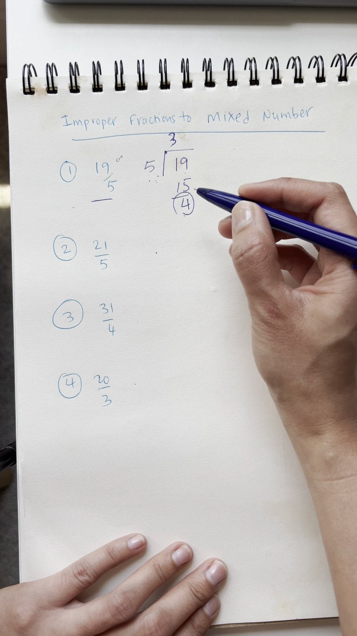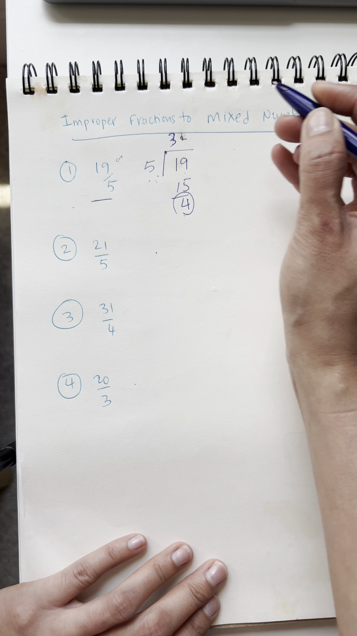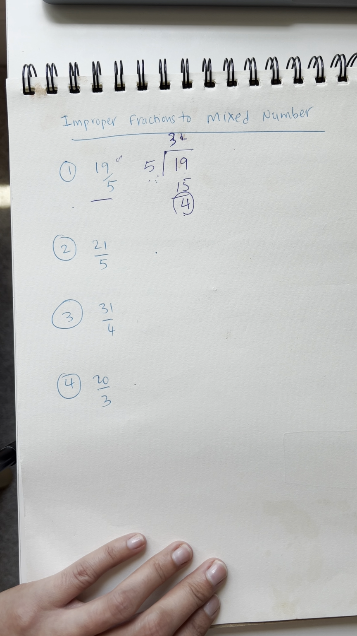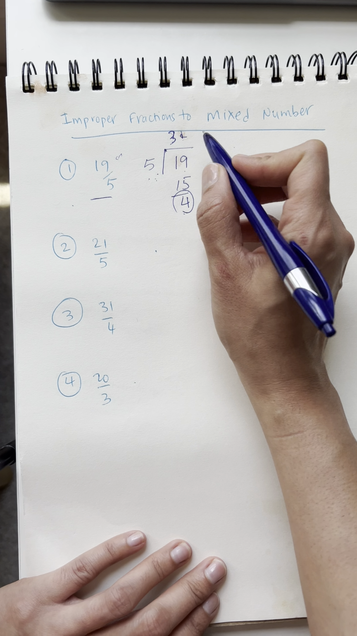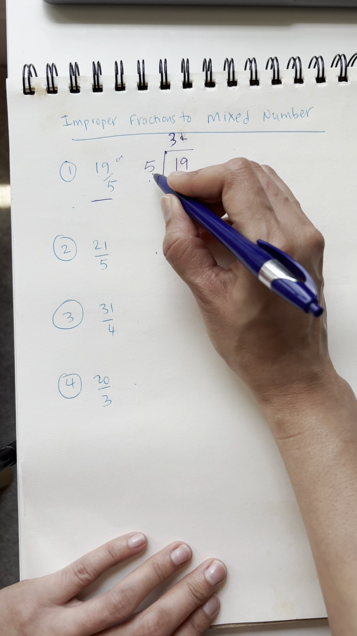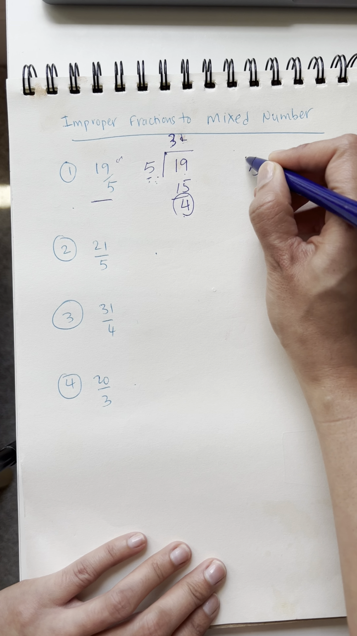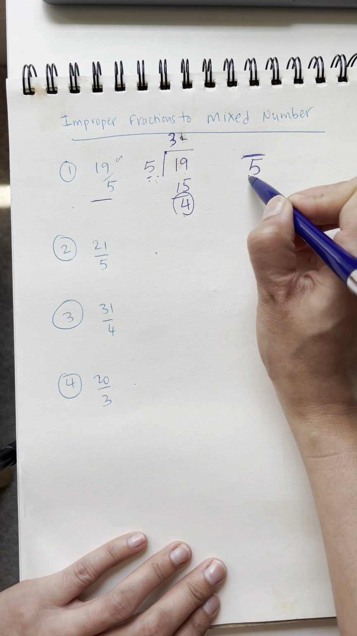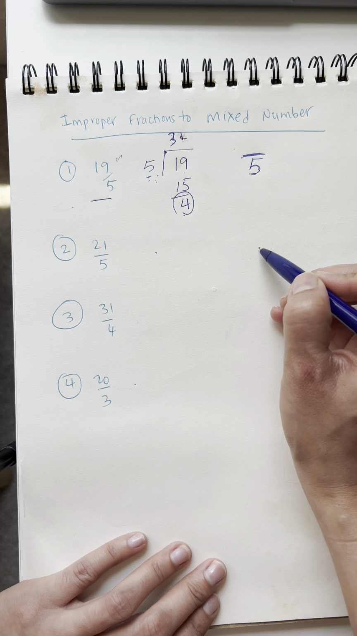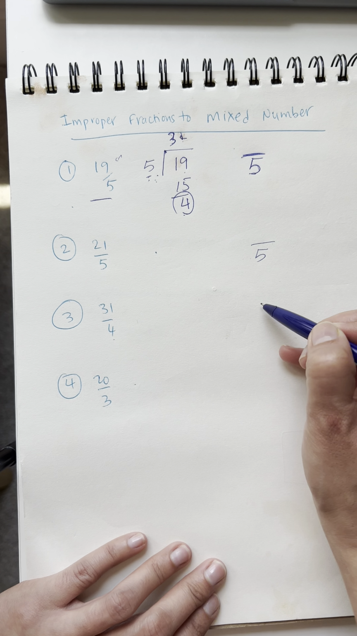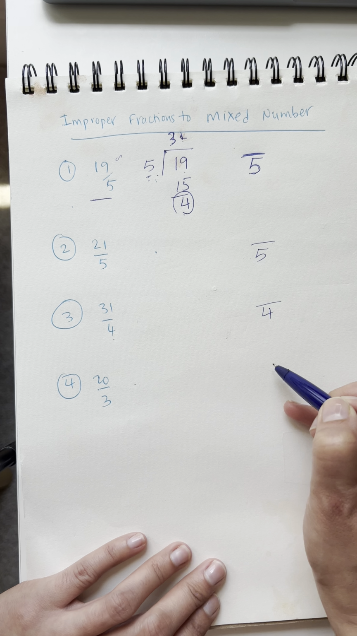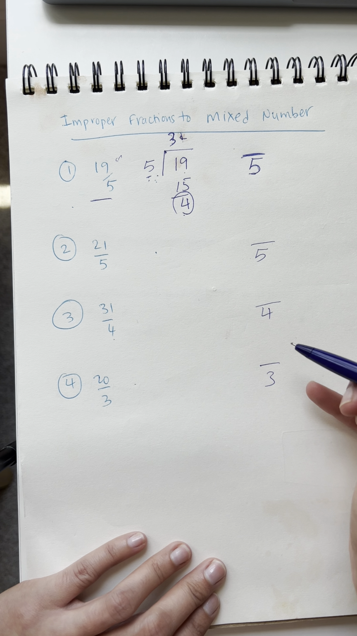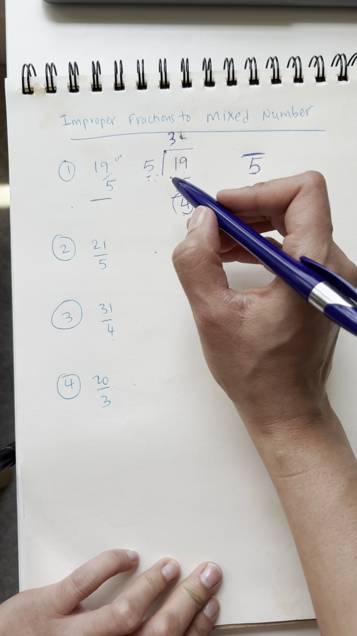So what we will do is this part. This part you have to put here. So this 5 will stay below. You have to do it like that. Okay, 5 will stay below. In this one, 5 will stay below. Here, 4 will stay below. In 3 will stay below. Okay, we'll go one by one.